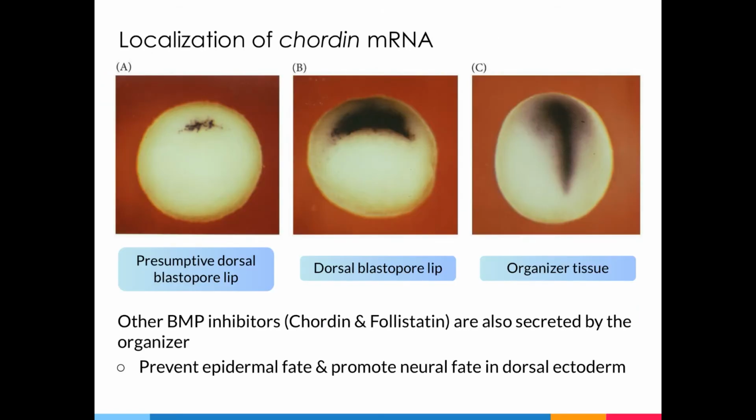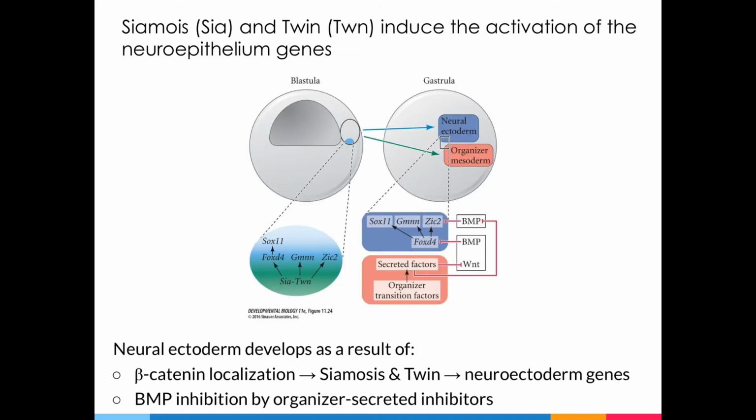Like Noggin, the inhibitors chordin and follistatin are also expressed in the dorsal blastopore lip and later in the notochord. Together, these BMP inhibitors secreted by the organizer keep the ectoderm from becoming epidermis, and in that way they allow these cells to become the nervous system. So what is it that makes the neural fate the default fate of the ectoderm?